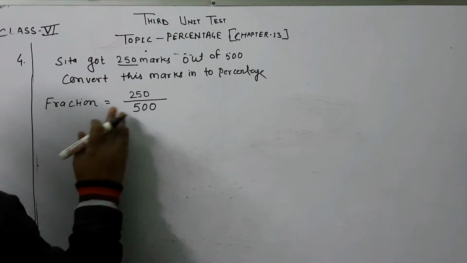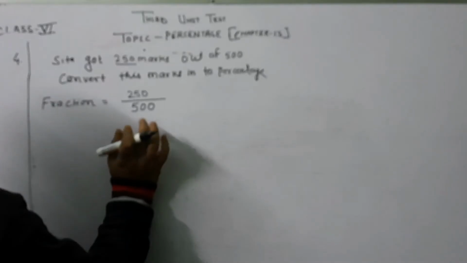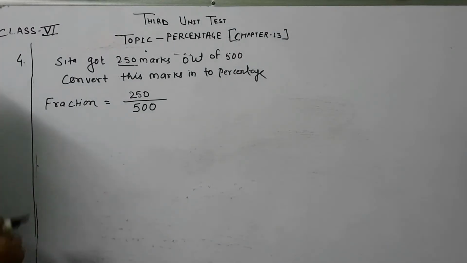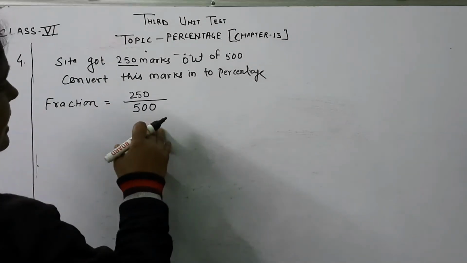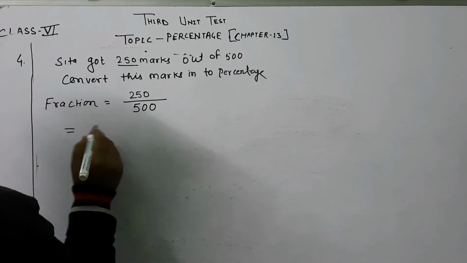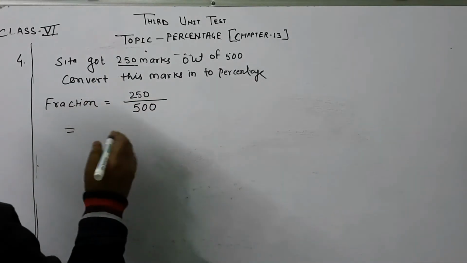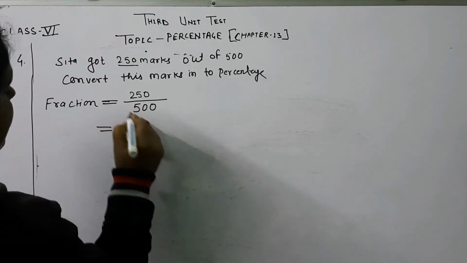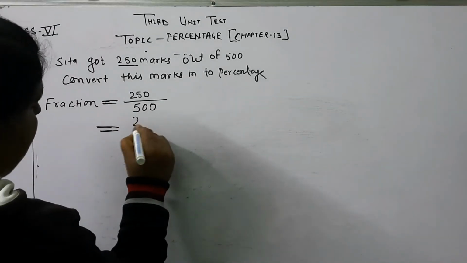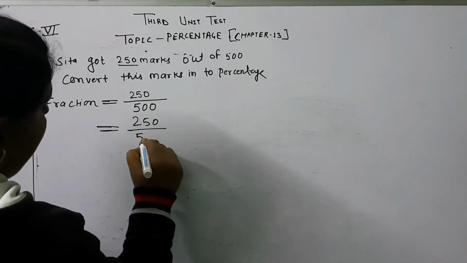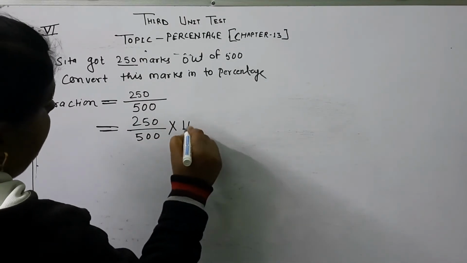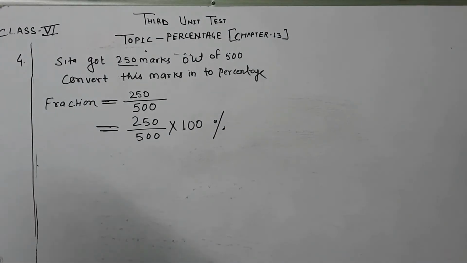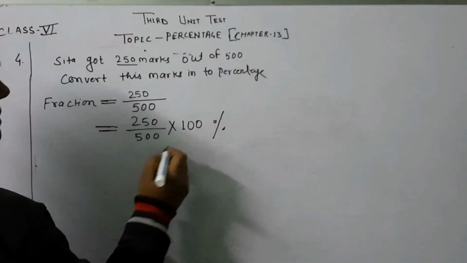In the fraction form we are writing 250 divided by 500. That fraction we already created here. Then what we have to do? We have to convert this fraction into the percentage. So what I told, for converting the fraction into percentage, we have to multiply this fraction 250 divided by 500 with 100, and also we have to put the symbol of percentage. So students, reduce this number.